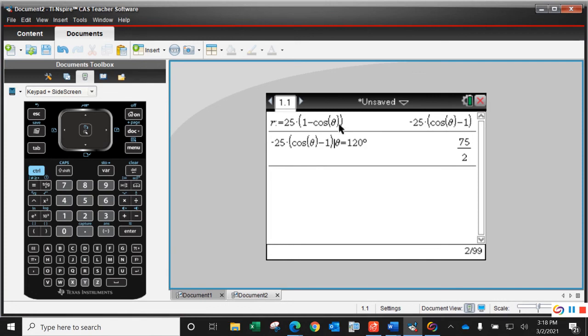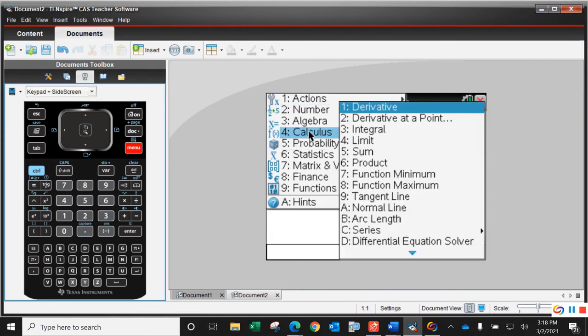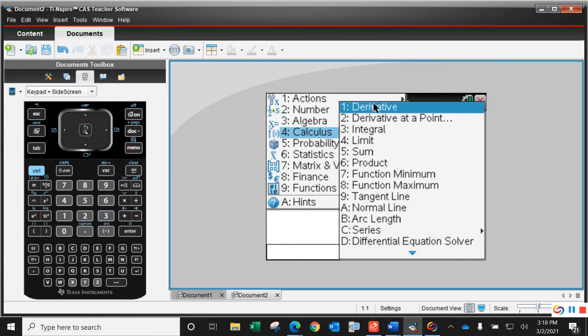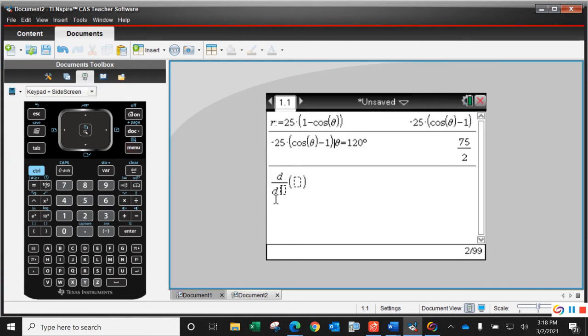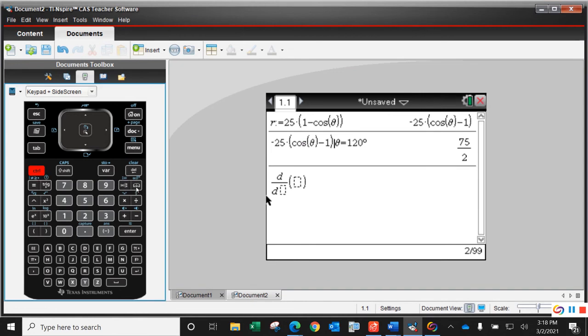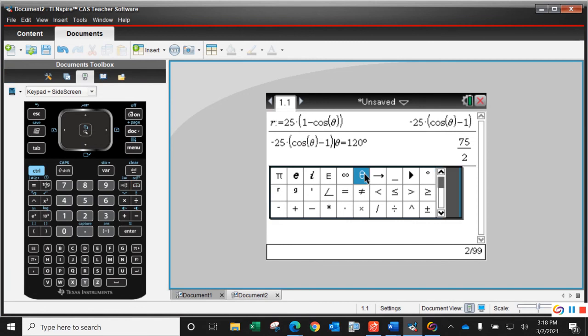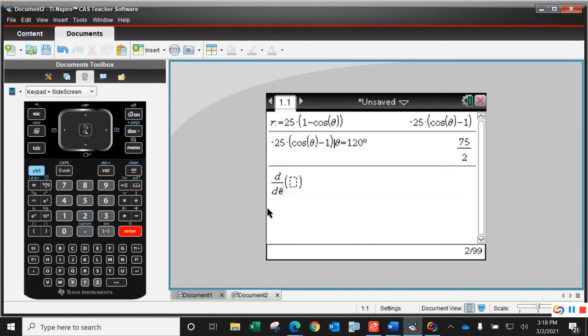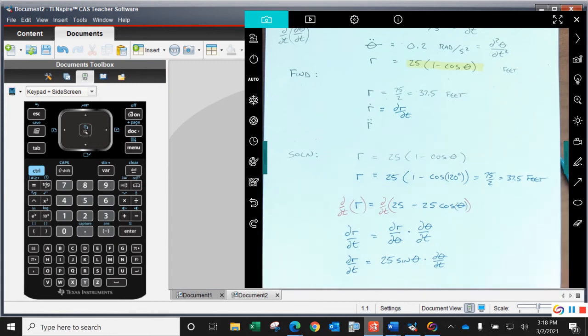Now we've declared what r is equal to, so let's push the menu. And we're going to use our calculus feature and find the derivative. Here we go. The derivative with respect to, I'm going to put the theta in here. There we go. Derivative with respect to theta of r. So I can just type r in here. 25 sine of theta. Now that'll match what we had written down right here.